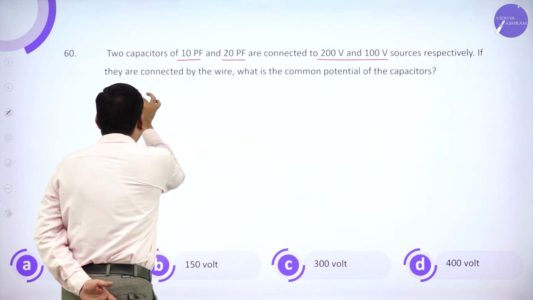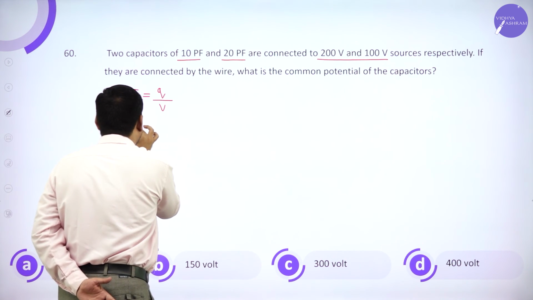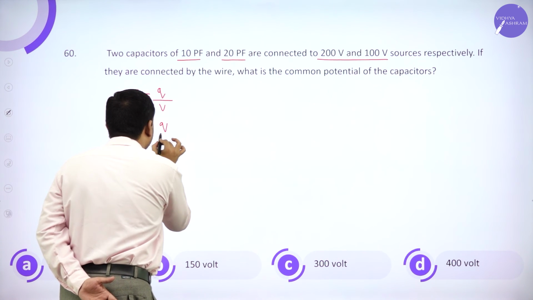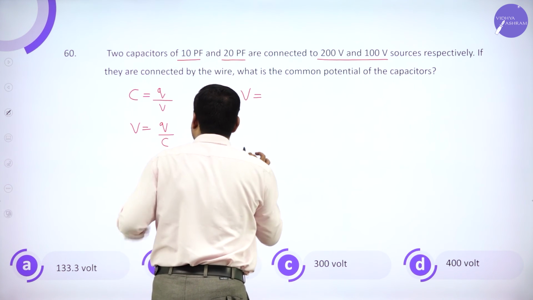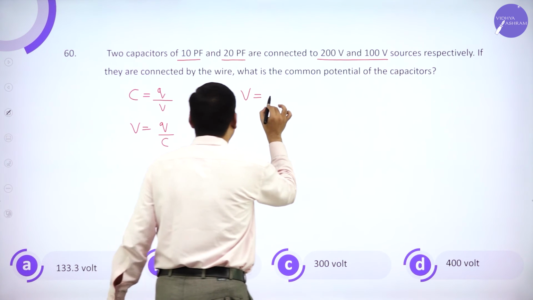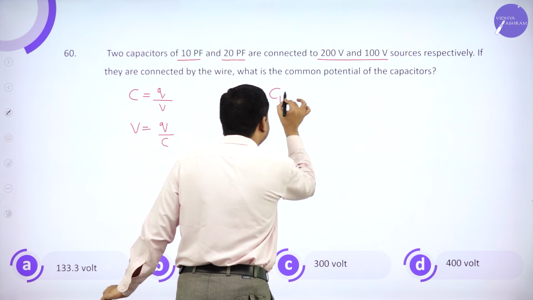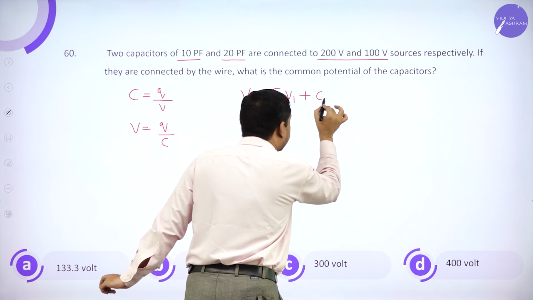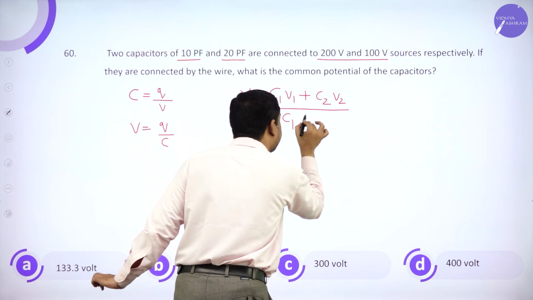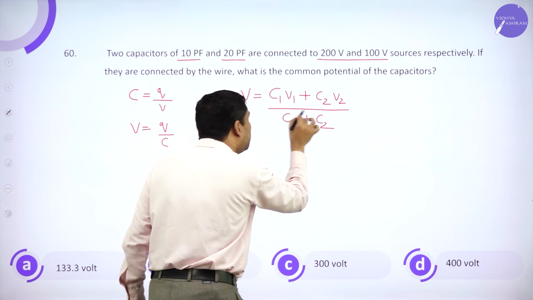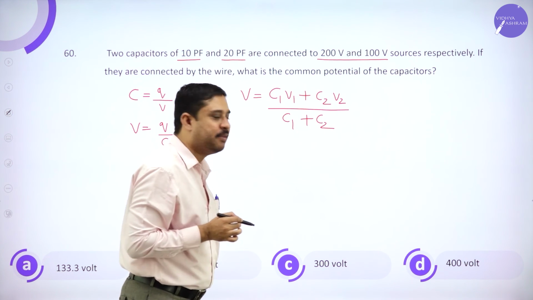Now, by definition of capacitance, C is Q by V, or V is Q by C. Therefore, common potential is total charge Q divided by C. Isn't it Q we need, which is C into V? So I can write this as C1 V1 plus C2 V2 divided by C1 plus C2. The numerator here is giving me the charge by this expression, Q equals C into V.